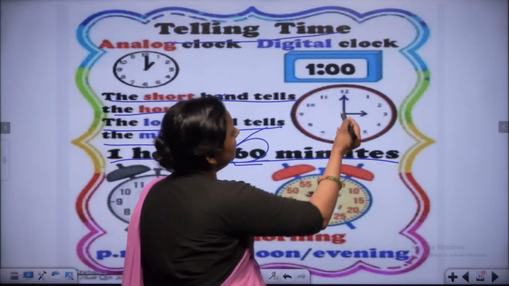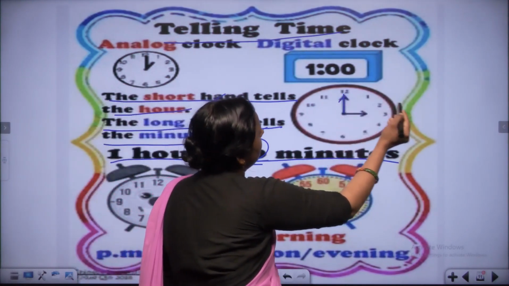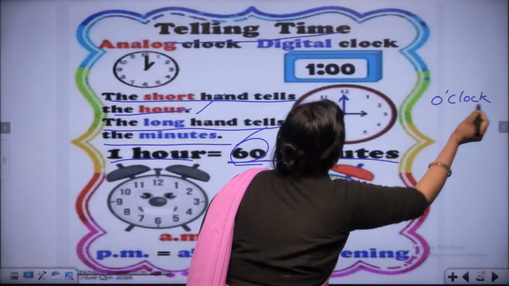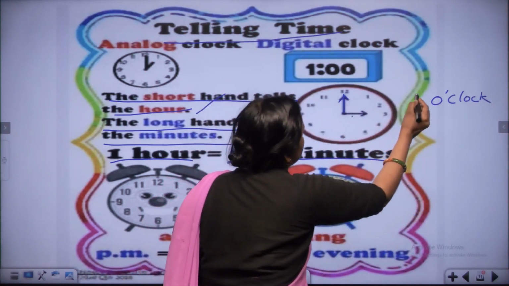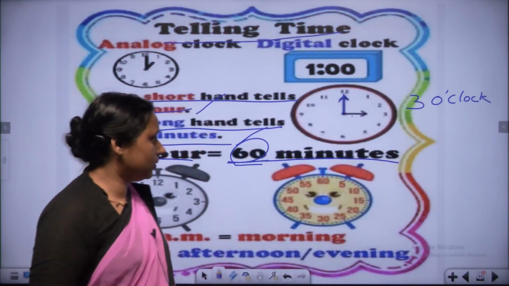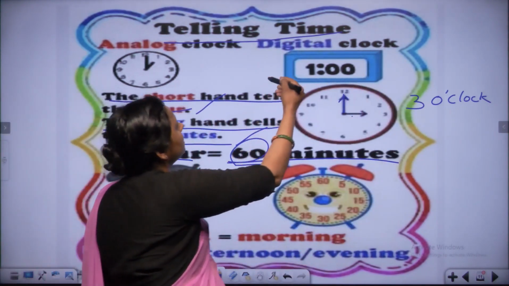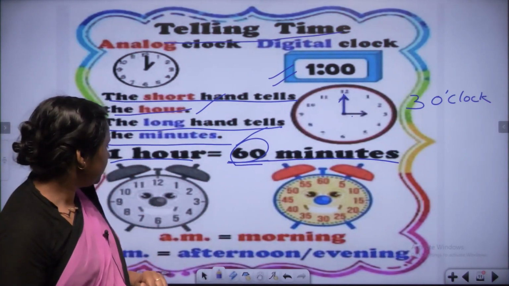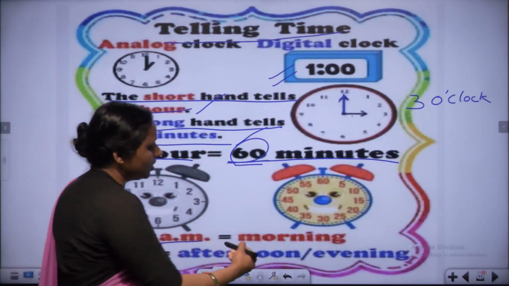What time is here? Longer hand in 12 means o'clock. Okay. And shorter hand in 3 means 3 o'clock. Okay. And digital clock like this, written number only, 1 o'clock.